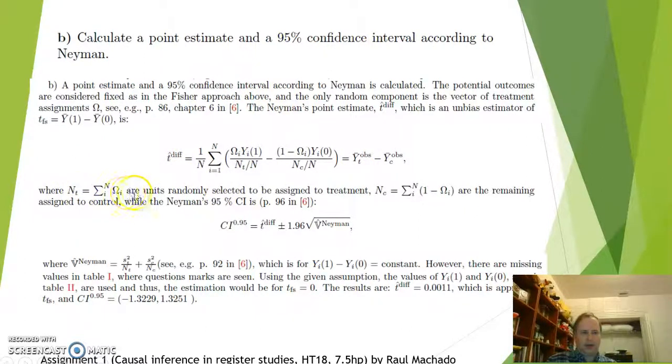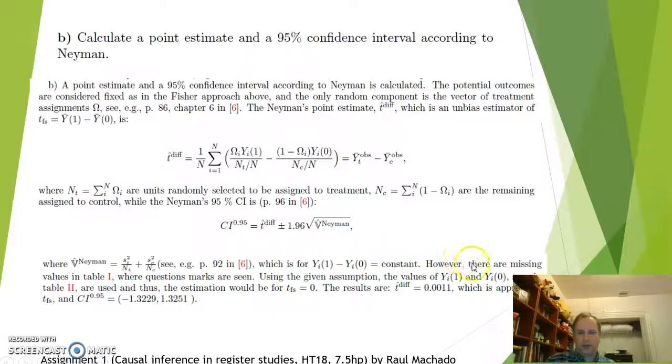And here NT are the units randomly selected to be assigned treatment, and the remaining are assigned to control. So the Neyman 95% confidence interval is the diff, which is the point estimate, plus or minus 1.96 times the square root of the variance. The variance is calculated in this form.